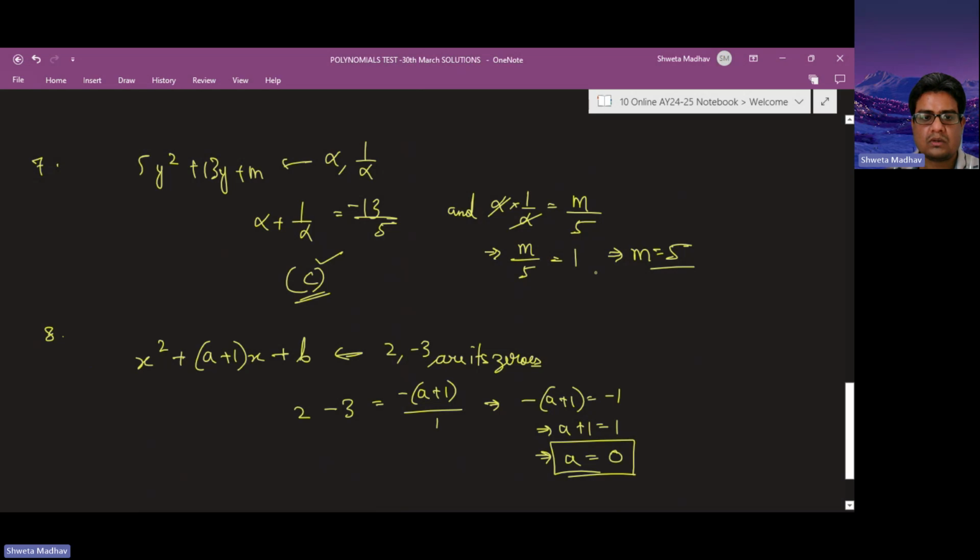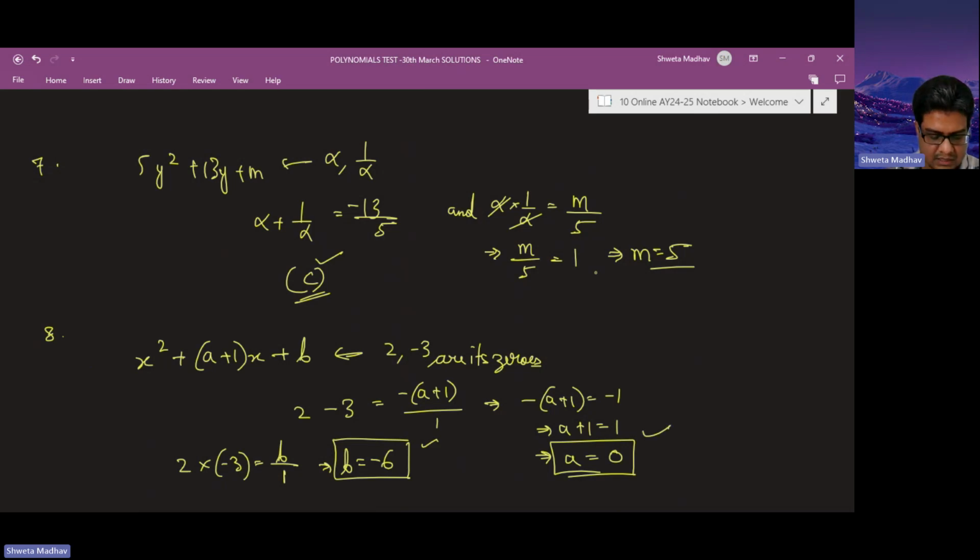And the product of the zeros, which is 2 into minus 3, is equal to c by a. Here c, which is the constant term, is b. So that is b by 1. So therefore b will be equal to minus 6. So b is equal to minus 6 and a is 0. So option D is the correct answer.